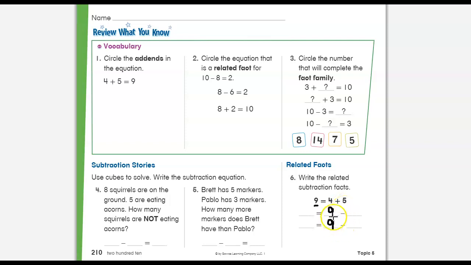So we've already filled in the 9s for our totals, so we need to write 2 subtraction facts using the same numbers in our fact family. We could start with either of these numbers. Let's start with 4. We can say 9 minus 4, and we know that 9 minus 4 is equal to what number? 9 minus 4.